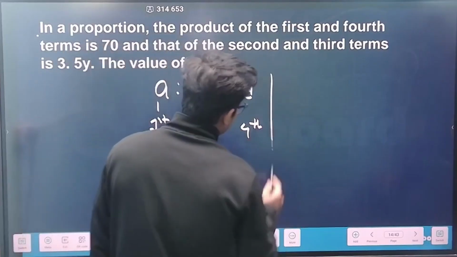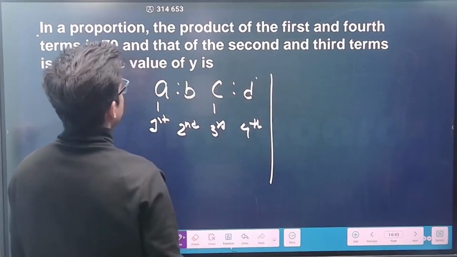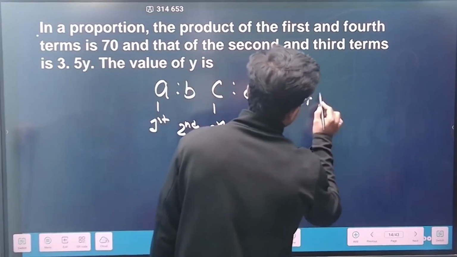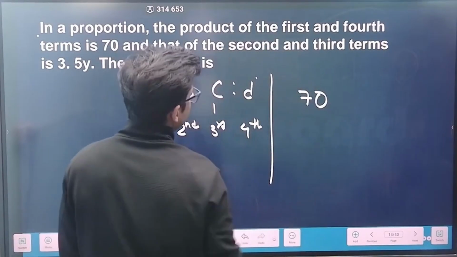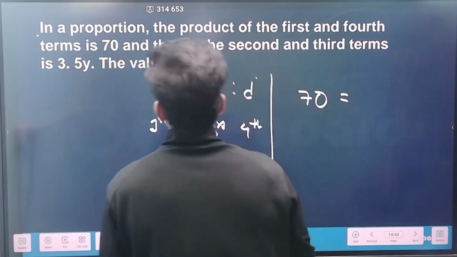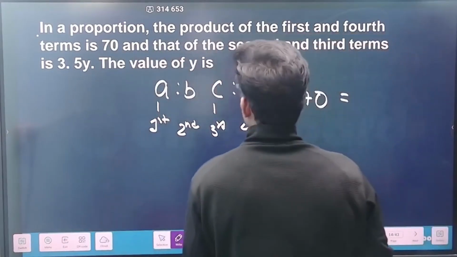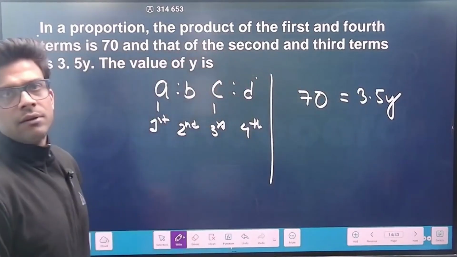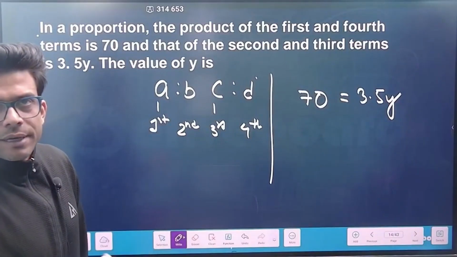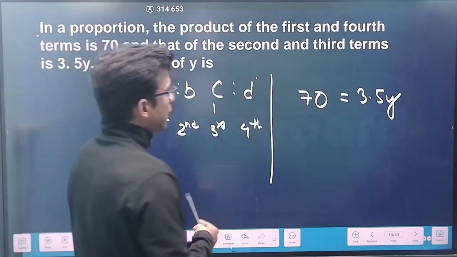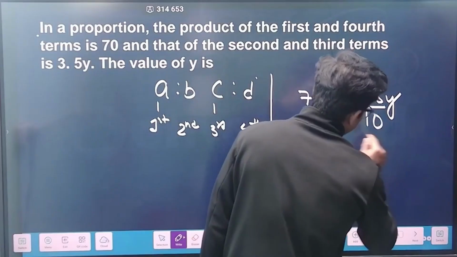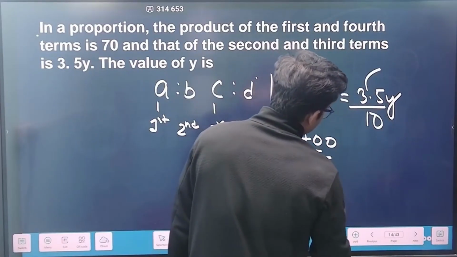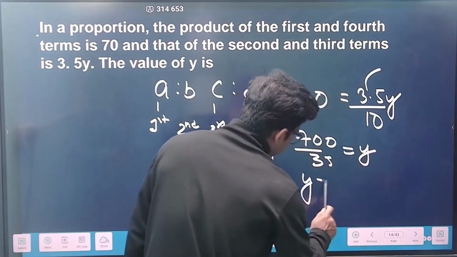Now see, how can you figure it out? The product of the first and fourth term is 70, so you can write 70 over here. And that of the second and third term is 3.5y, so this would be equal to 3.5y. It's very easy, everyone. Can you figure it out? From here I'll multiply by 10, this point will get cancelled out. This will become 700 divided by 35. The value of y would be 20.